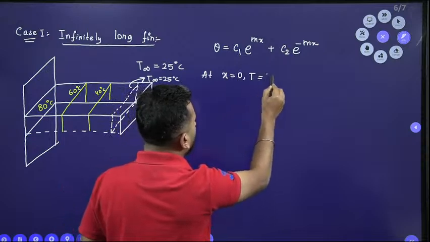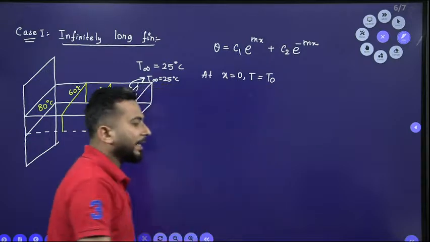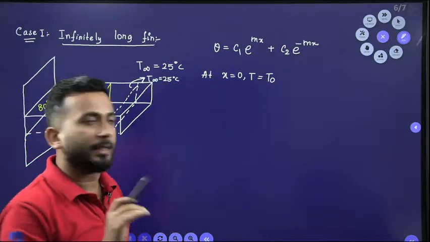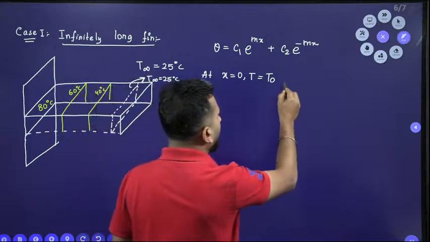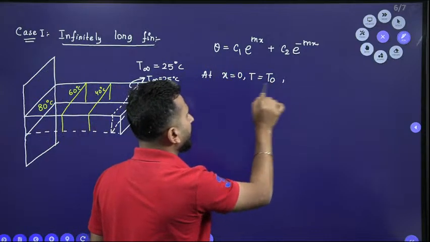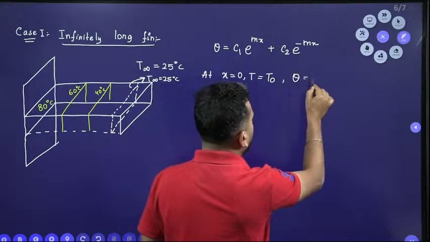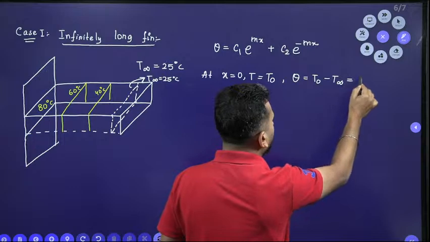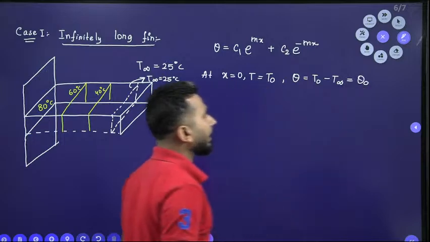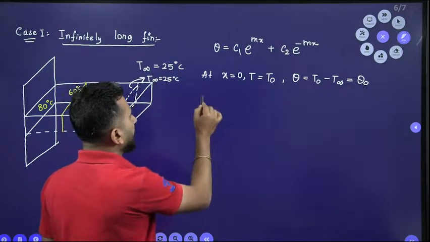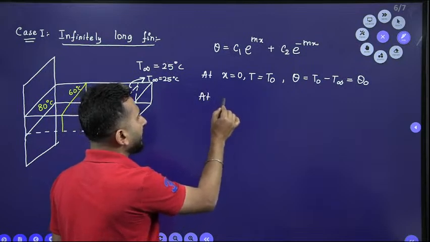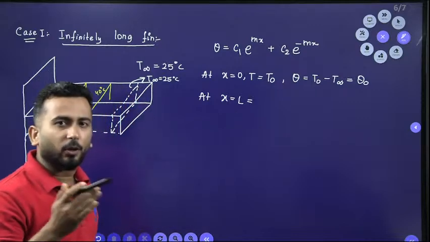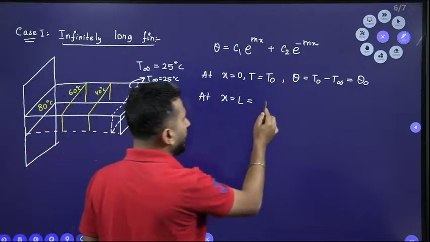It is T naught. But we are not actually finding the relation with temperature. We are actually interested in theta. Remember, we are actually writing theta, not temperature. So theta will be T naught minus T infinite, and I can assume that it is theta naught. Very good, sir. Similarly, the second boundary condition, that is at x equal to L, and you have assumed L to be very long. Very long, that means I can write L to be infinite.